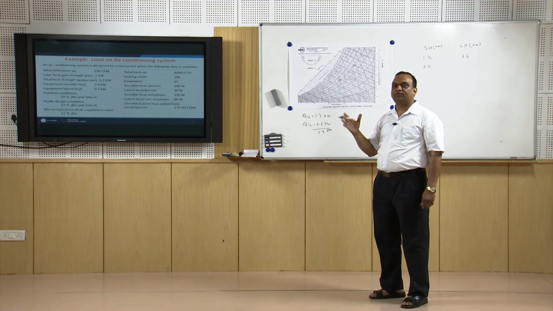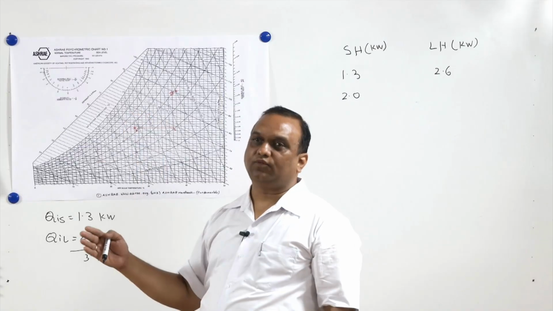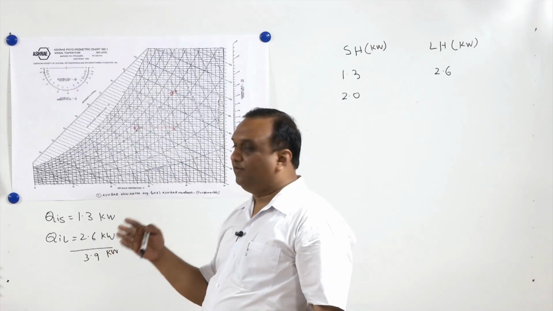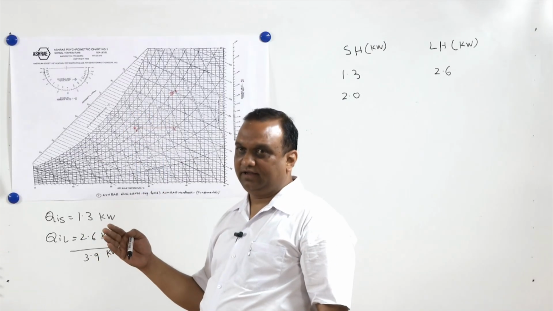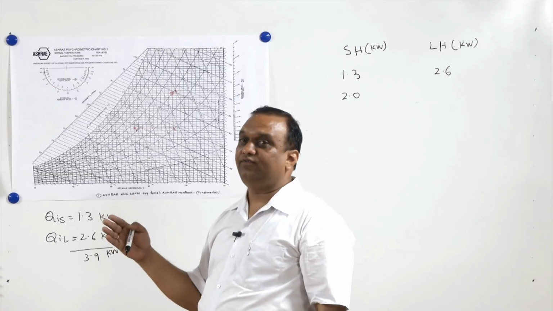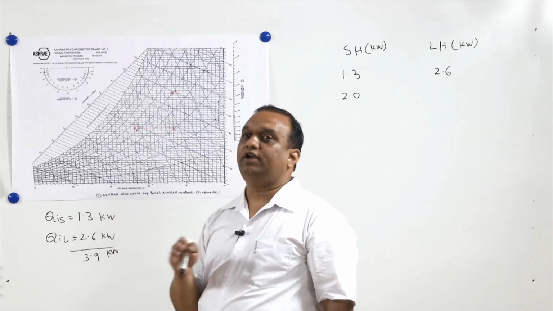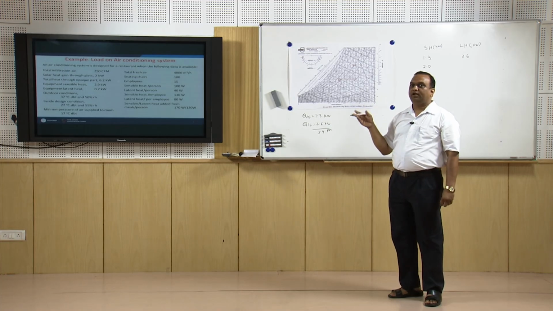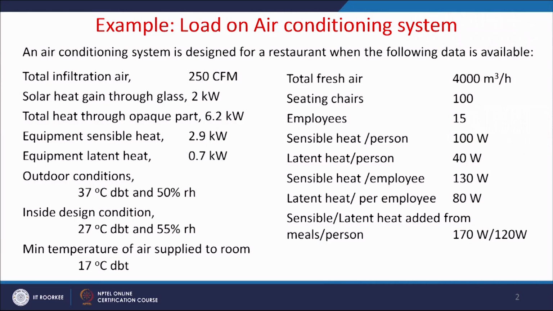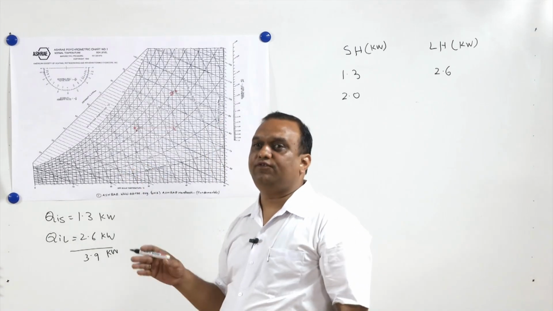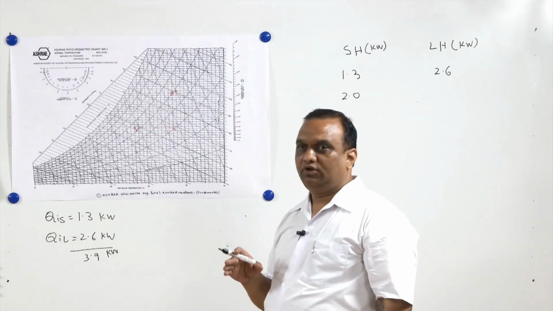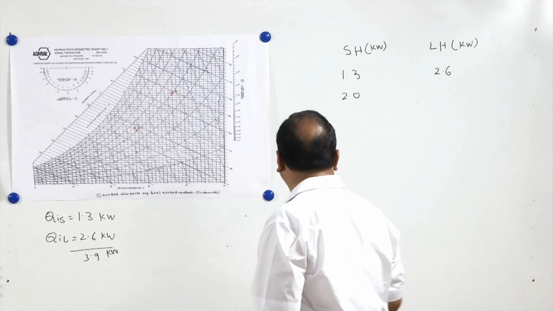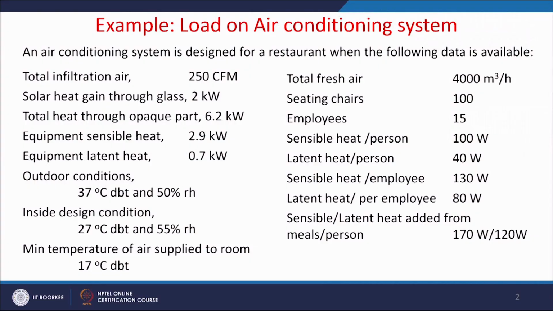The radiations are falling on the outer wall of that building and the wall is getting heated up, right, and the heat which is absorbed by the wall is subsequently transmitted to the room. Because outside temperature is high and inside temperature is low, there is a transmission of heat from ambience to the room through different opaque parts of the building. So this heat is 6.2 kilowatt.